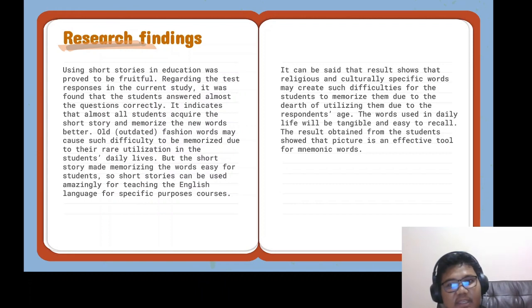It can be said that the result shows that religious and culturally specific words may create difficulties for the students to memorize them due to the dearth of utilizing them, due to the respondents' age. The words used in daily life will be tangible and easy to recall. The result obtained from the students shows that pictures are an effective tool for mnemonic work.